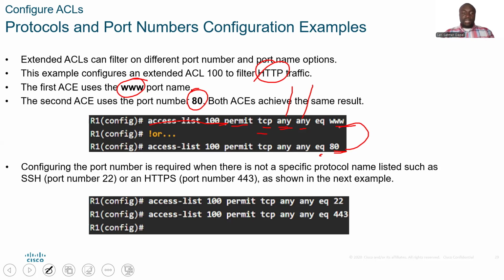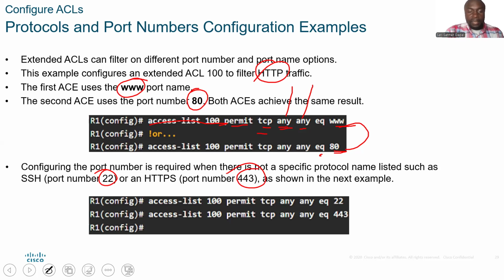All right. Now, how about when you're configuring the port number that is required when there is not a specific protocol name listed, such as SSH or HTTPS. SSH is the protocol you use when you want to remotely log into a system, right? And then HTTPS is HTTP secure. All right, so SSH runs on port 22, HTTPS runs on port 443.